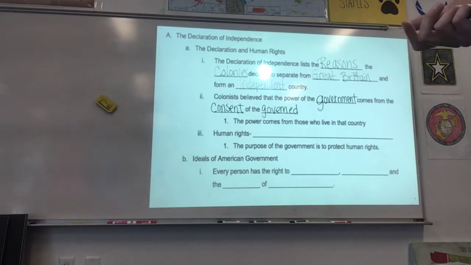Okay? So, human rights. That is a vocabulary term. It is highlighted yellow. It is the basic rights to which all people are entitled.